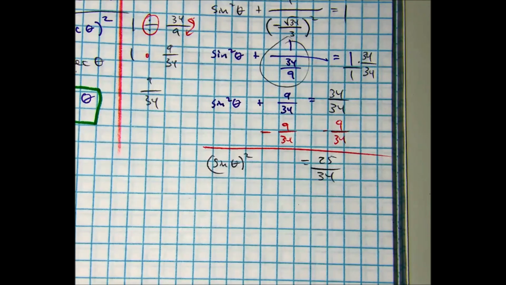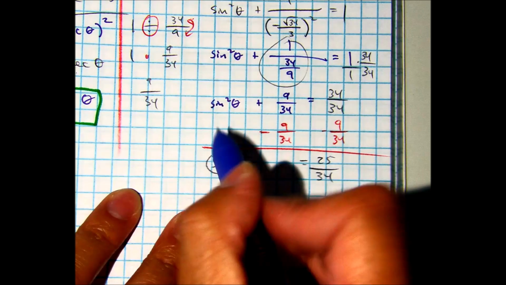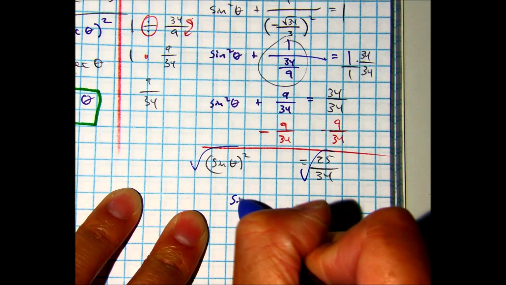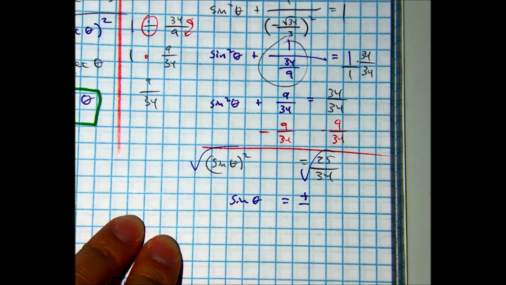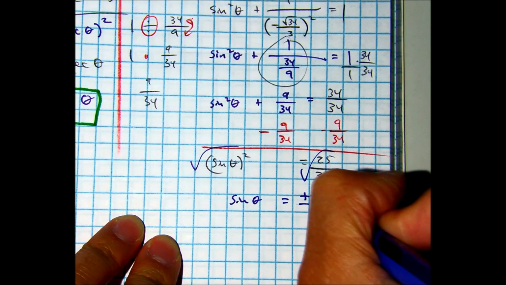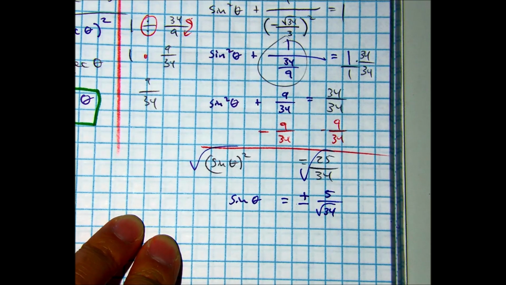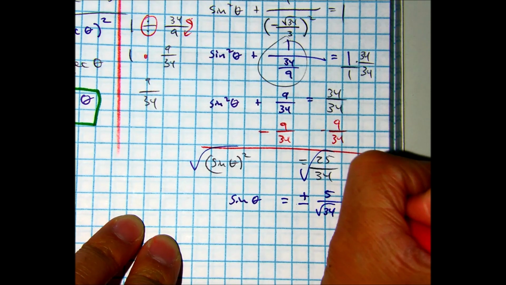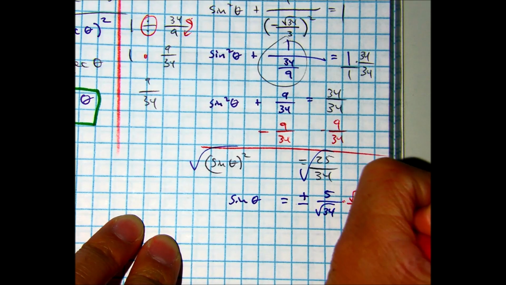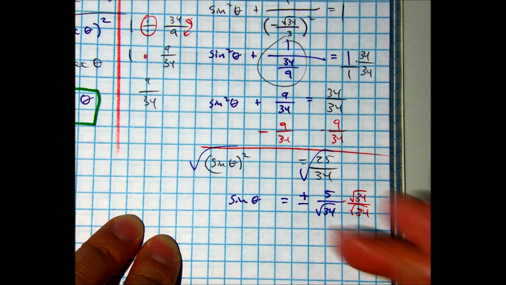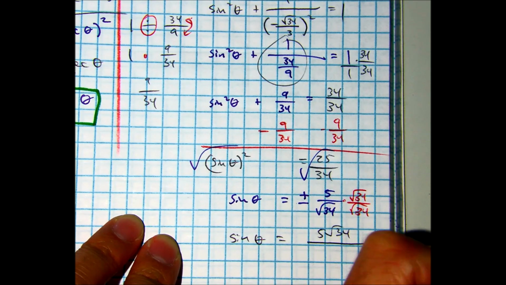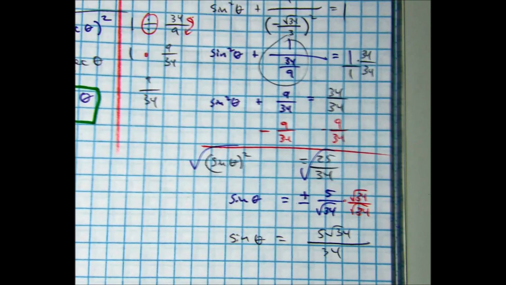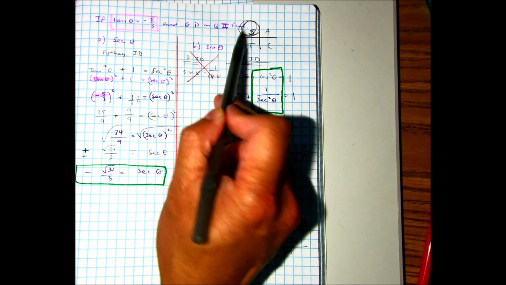What do I do next? Sine of theta equals what? Plus or minus 5 over radical 34. Someone said rationalize. Positive or negative? What quadrant are we in? We're in quadrant 2, so sine is positive.